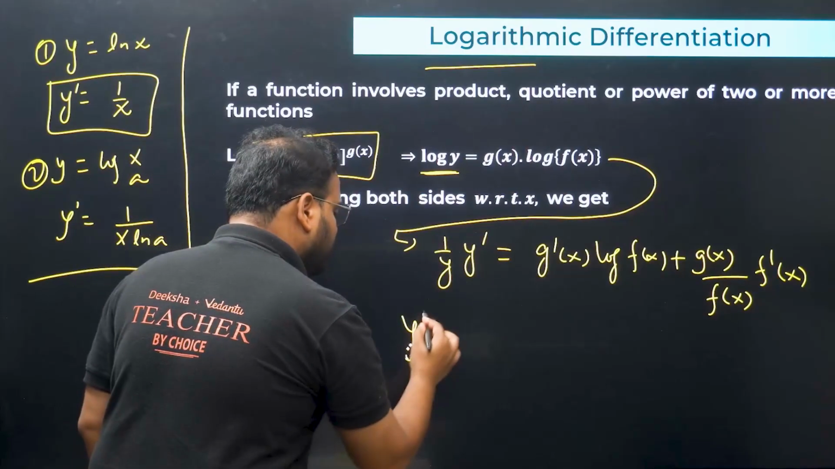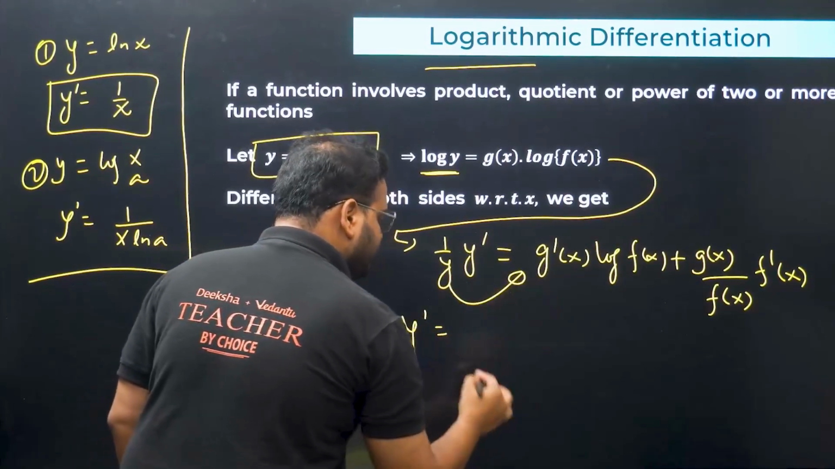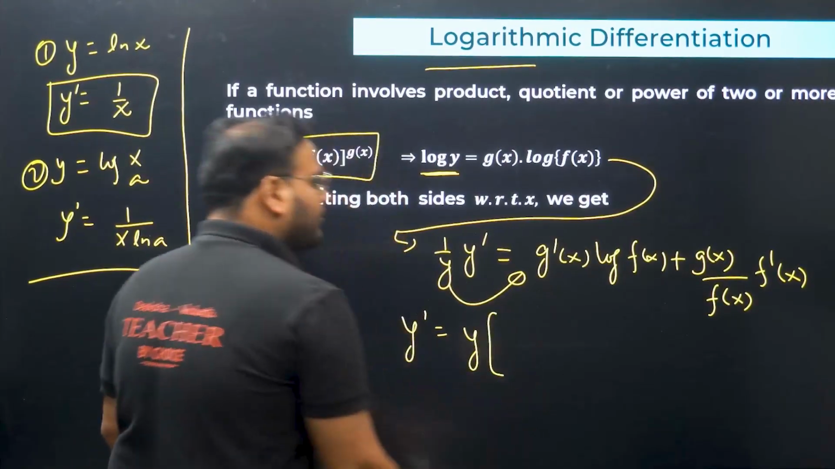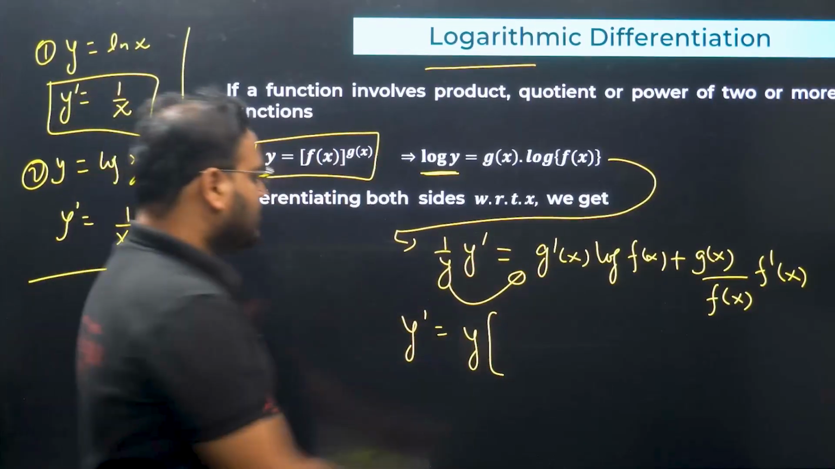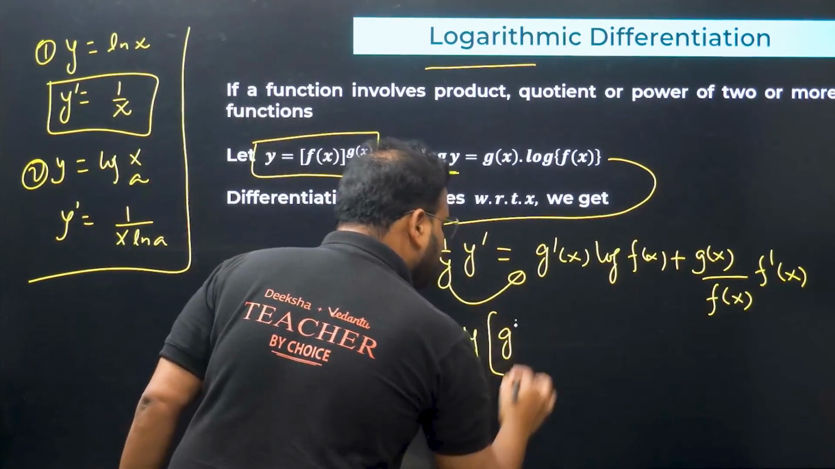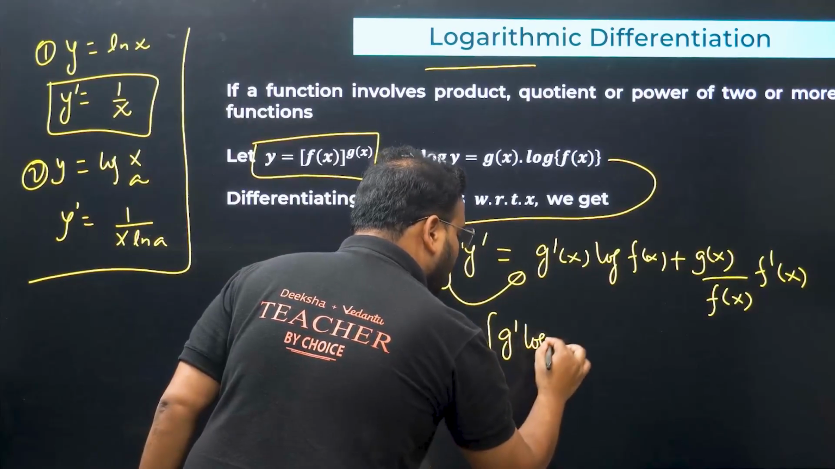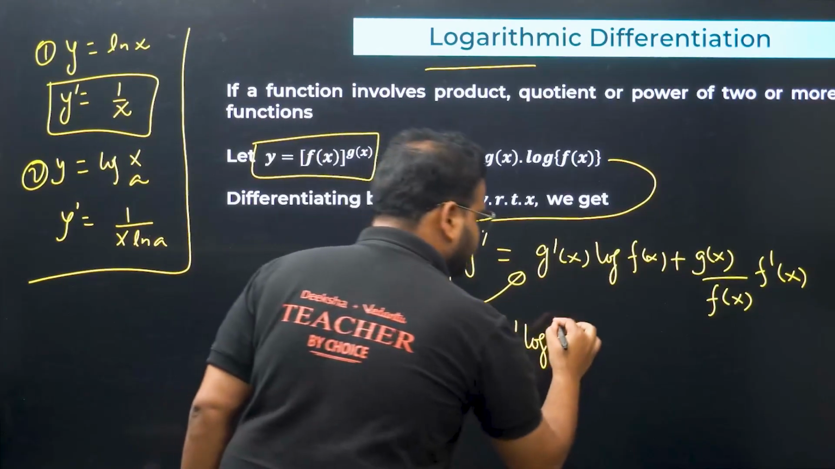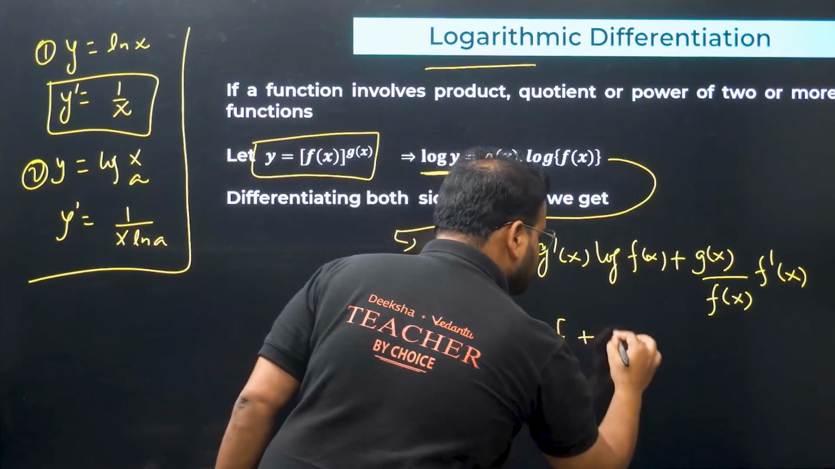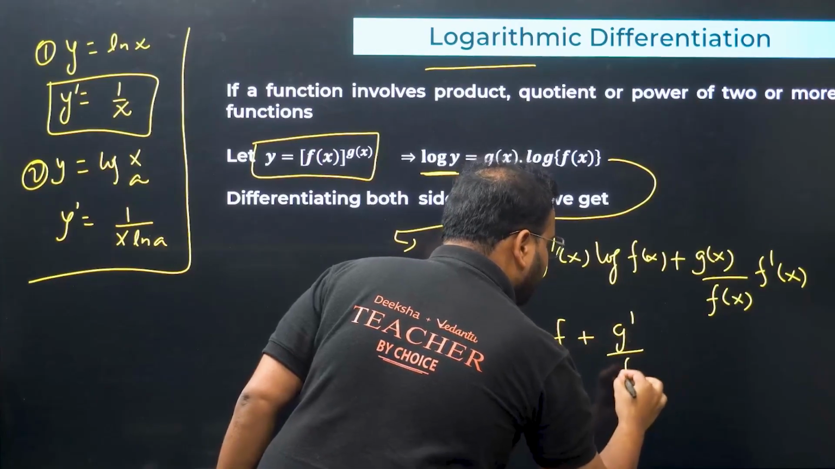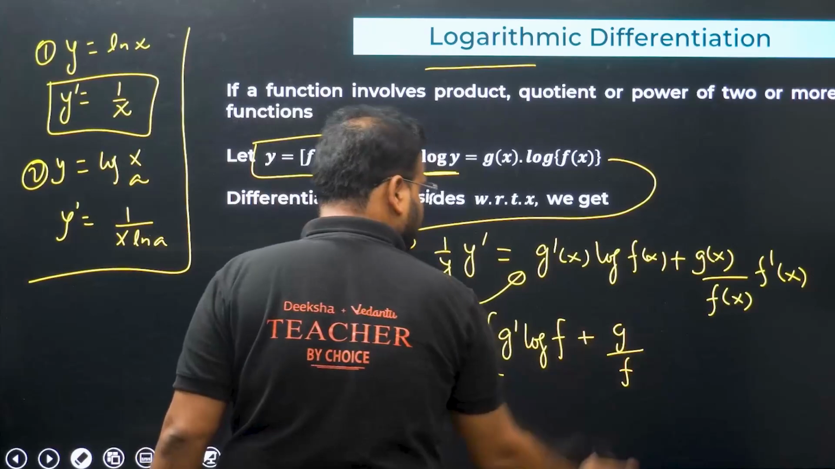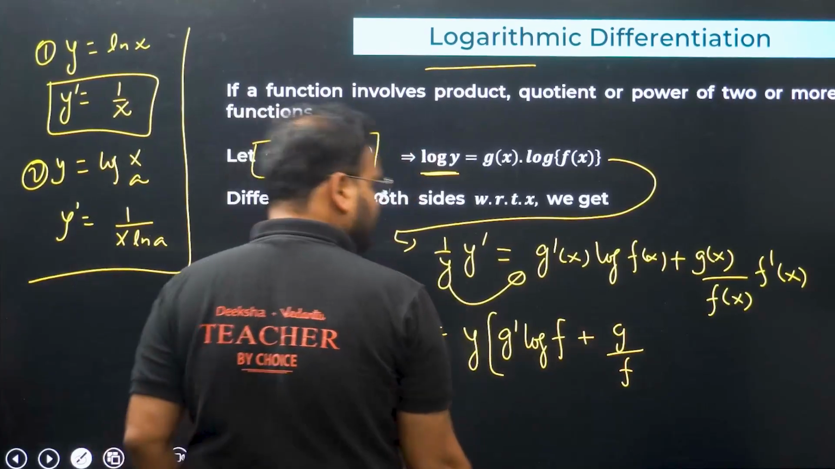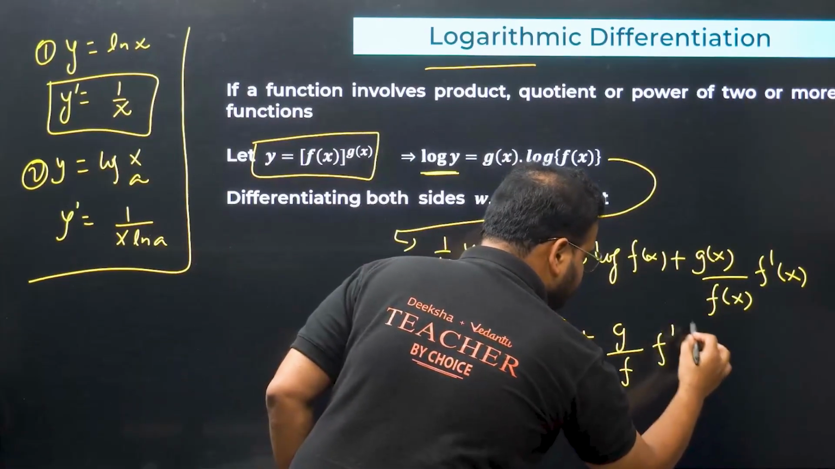Is it over? No. You're looking for the derivative, right? So write this y dash over here and move this y to this side. You'll get y times, I'm not going to write this f(x) g(x) like this, simply write g dash f. So we'll have g dash log of f, plus g by f times f dash. That's my final answer.